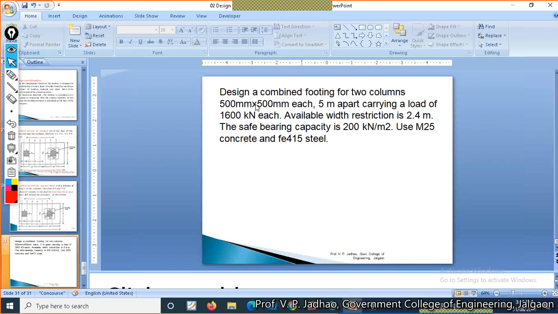Design a combined footing for two columns 500 mm by 500 mm each, 5 meter apart, carrying a load of 1600 kilonewton each. Available width restriction is 2.4 meter. The safe bearing capacity is 200 kilonewton per meter square. Use M25 concrete and Fe 415 steel.